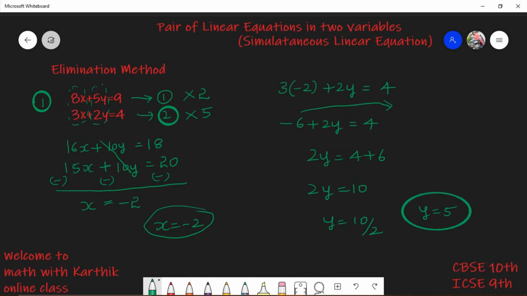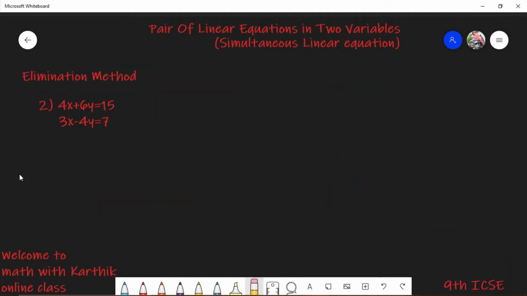Now when you substitute this value of x and y in the equation 1 and equation 2, you should get LHS is equal to RHS. So then we say that whatever you have done, it is correct. Question number 2. 4x plus 6y is equal to 15. 3x minus 4y is equal to 7.